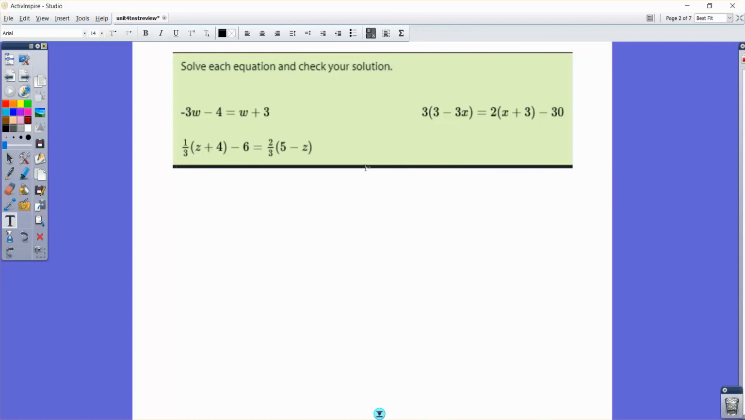Now with number 2, we're going to have a few equations that we need to solve and show the work for. So I'm going to type these out, and we'll go over the steps, and you can certainly pause and process as needed. So the first equation is -3w minus 4 equals w plus 3.